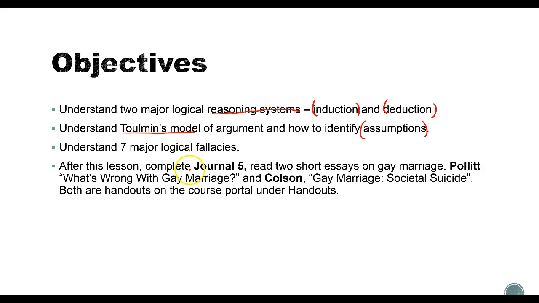After this lesson, I want you to complete Journal 5. So for Journal 5, I want you to read 2 short articles on gay marriage. One is by Katha Pollitt, and it's called What's Wrong with Gay Marriage? And the other one's by Charles Colson, and it's called Gay Marriage, Societal Suicide. Obviously, these take 2 completely different stances on gay marriage. They're really interesting. They're both handouts. They're not in the book. They're under the course portal under MyCC under handouts. You can find Pollitt's What's Wrong with Gay Marriage and Colson's Gay Marriage, Societal Suicide.